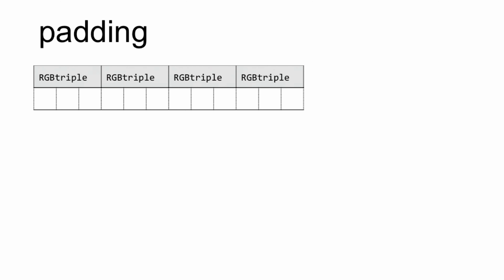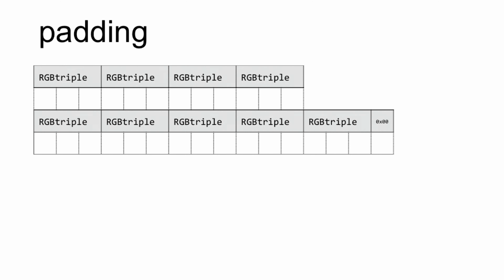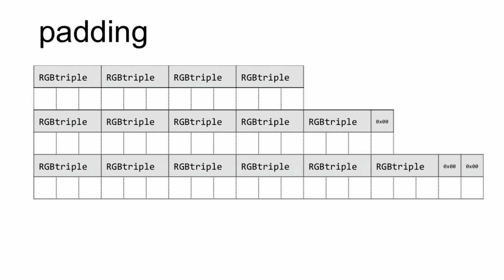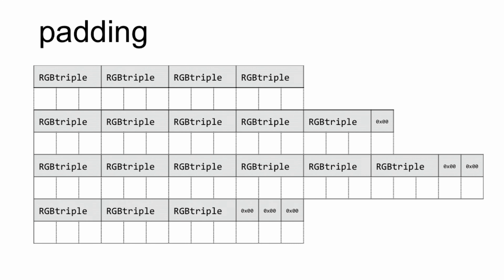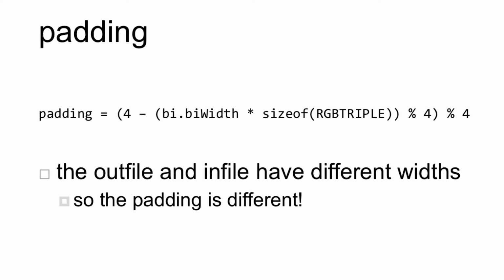In this example, I have 4 pixels in my row. Now, with 4 pixels, 3 bytes each, that equates to 12 bytes, so I won't need to add any padding. But instead, if I had 5 triples, then 5 times 3 is 15, not a multiple of 4, so I'd need to add 1 single padding character. Then if I had 6 RGB triples, I'd add 2 characters of padding. Finally, with 3 RGB triples, I'd add 3 units of padding. I've included the equation for padding here, and it can also be found in the problem specification.